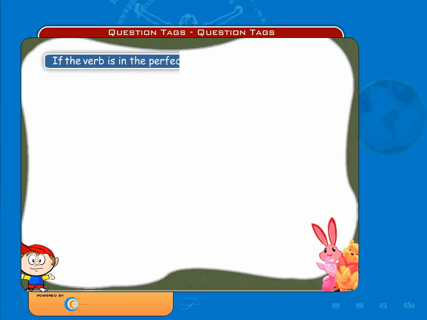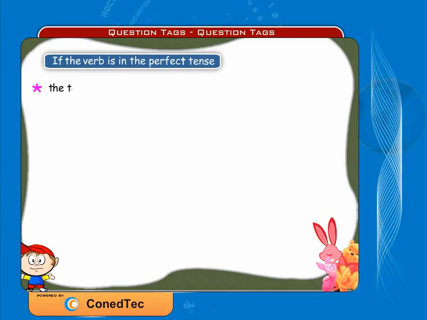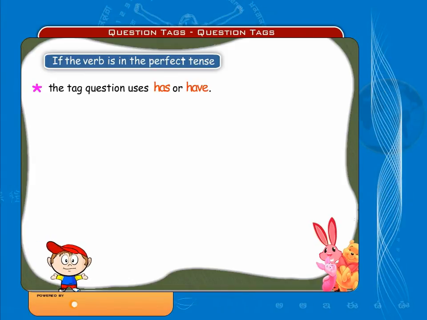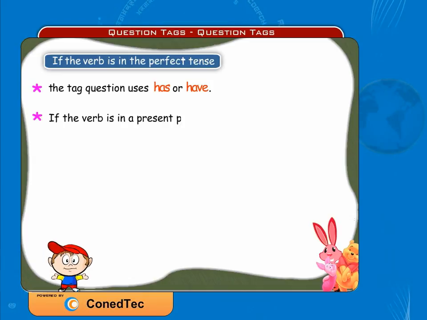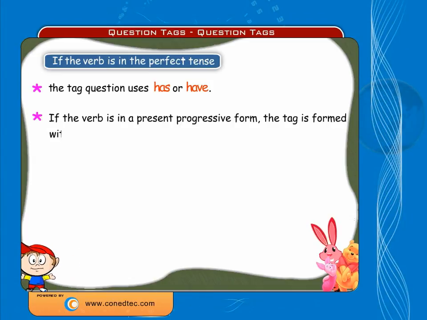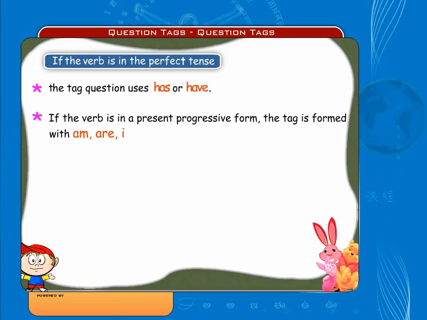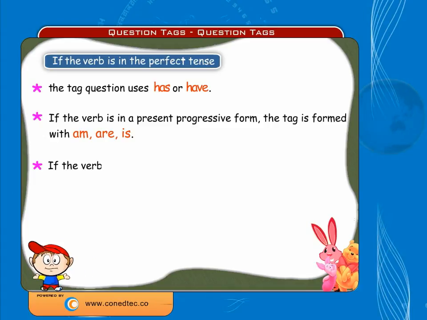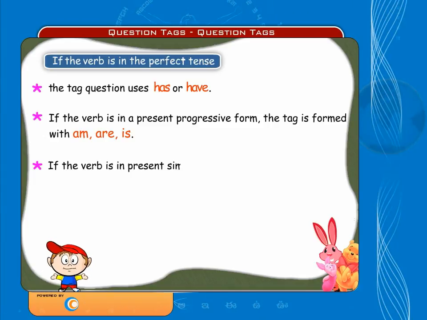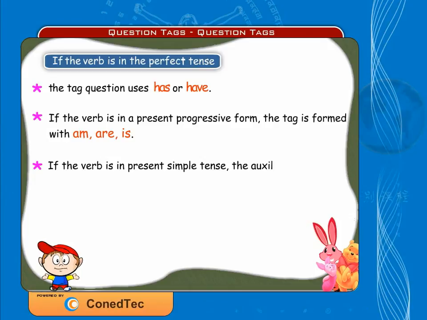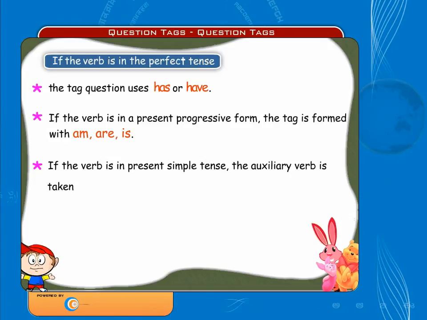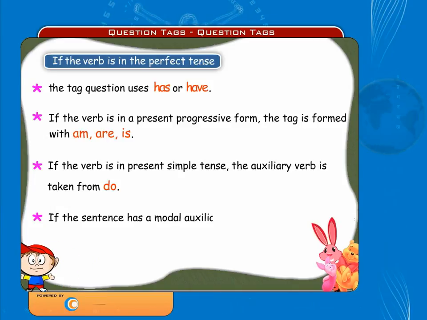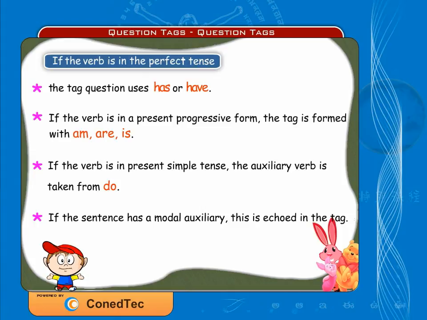If the verb is in the perfect tense, for example, the tag question uses has or have. If the verb is in the present progressive form, the tag is formed with am, are, is. If the verb is in a tense which does not normally use an auxiliary, like the present simple, the auxiliary is taken from the emphatic do form. And if the sentence has a modal auxiliary, this is echoed in the tag.